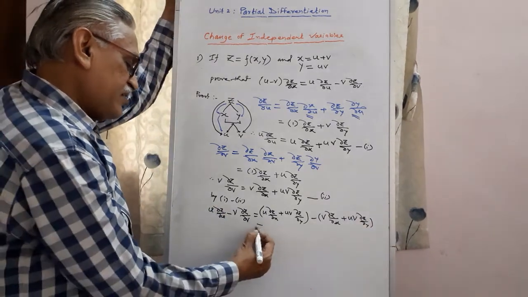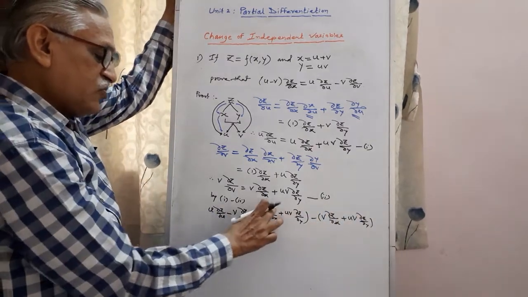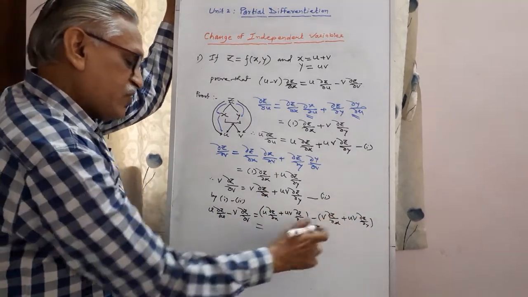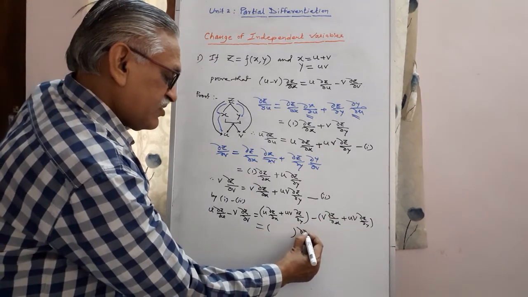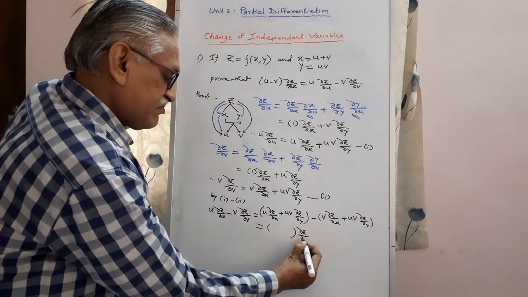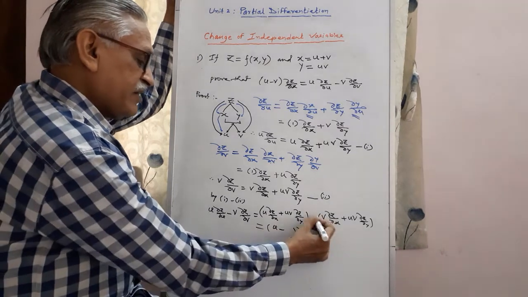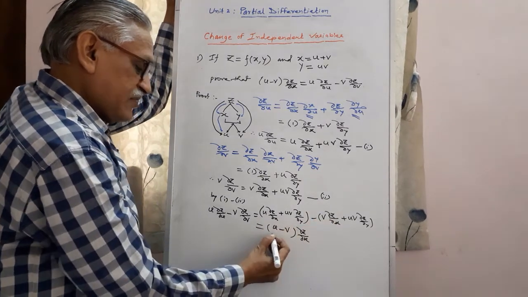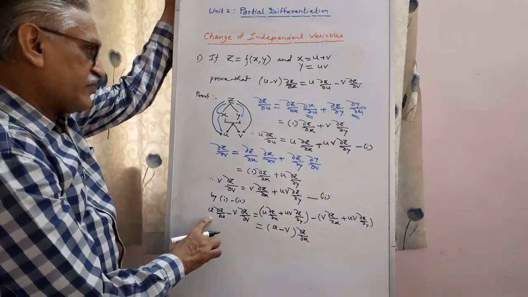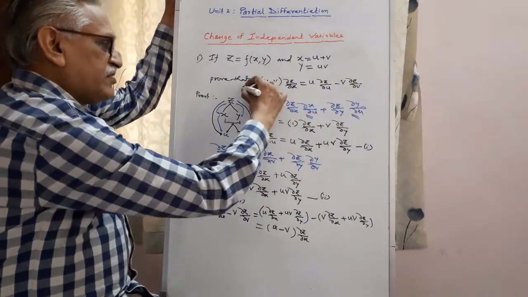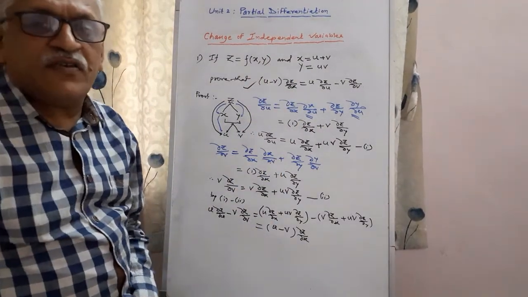And if you simplify it, this is with plus sign, this is with minus sign, they get cancelled. u ∂z/∂x minus v ∂z/∂x. From this term I will take ∂z/∂x as a common term, and here remains u and here remains v. Therefore (u minus v) into ∂z/∂x is equal to, therefore we get this result. This is the change of independent variable.